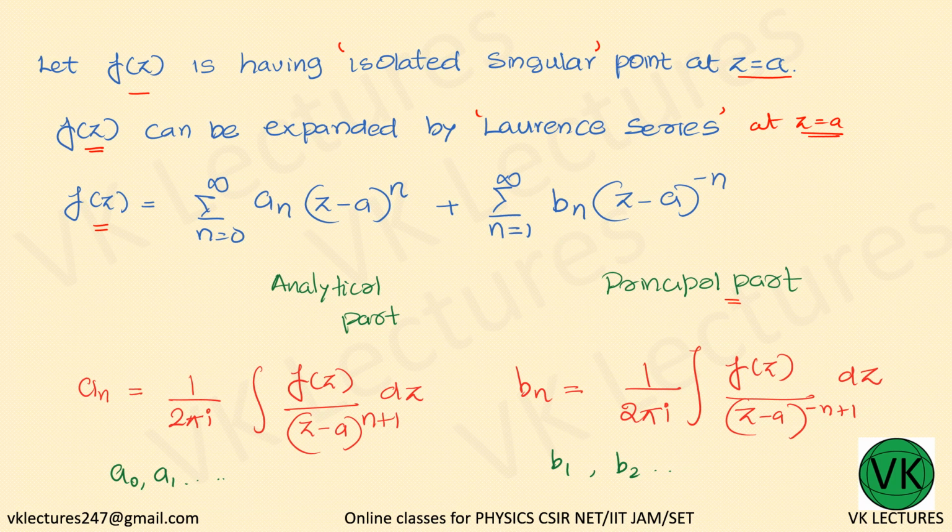The values of a_n and b_n are given as a_n equal to 1 by 2 pi i integral f of z by z minus a to the power n plus 1 dz. Here n starts from 0 to infinity, so we will have a0, a1. Similarly, b_n, which is the coefficient of the principal part, is given by 1 by 2 pi i integral f of z divided by z minus a to the power minus n plus 1 dz. Here n starts from 1 to infinity.